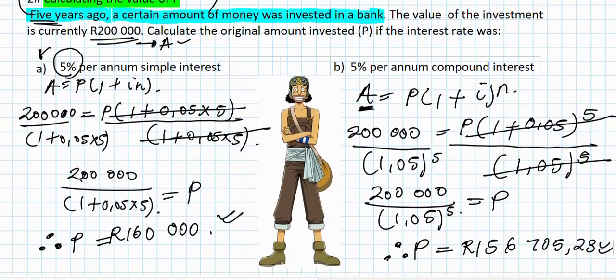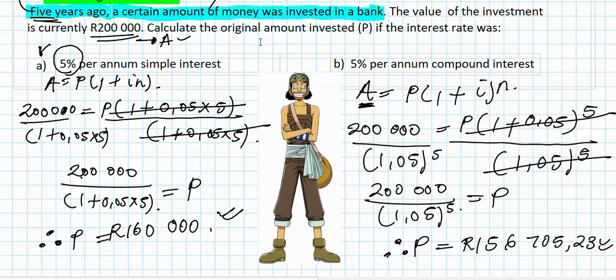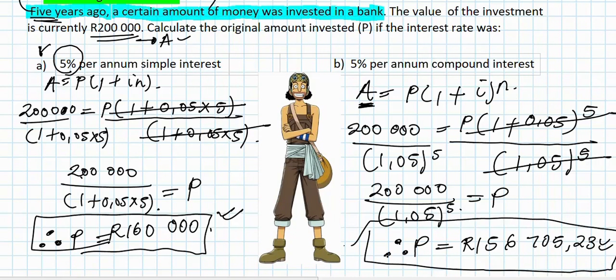Okay, let's move on, guys. So we do see that for you to obtain an accumulated amount of 200,000 5 years ago with the same interest rate, if we were using simple interest for that investment, we would have needed to save 160,000. And if we were using the compound interest formula for an investment, we would have needed less money to achieve the same results as in simple interest.